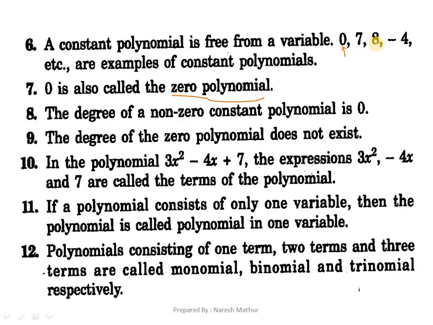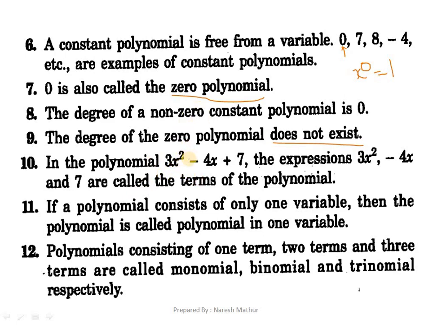Now the degree of a constant polynomial is always 0, because a number can be written with x to the power 0, which is always equal to 1. Alright. But the degree of a zero polynomial doesn't exist, or we can say the degree of the zero polynomial is not defined. Alright.